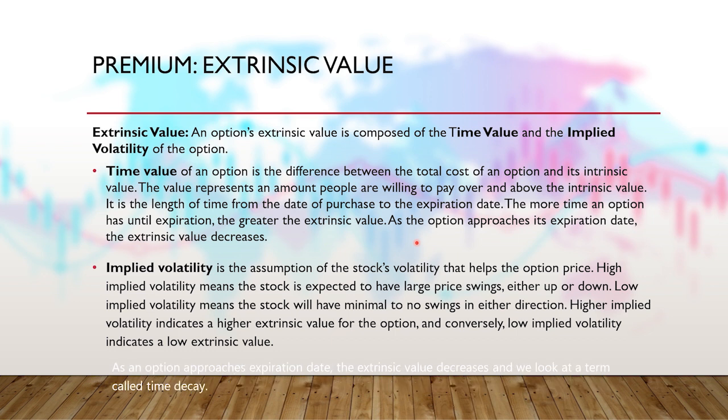Implied volatility is the assumption of the stock's volatility that helps set the option price. High implied volatility means the stock is expected to have large price swings, either up or down. Low implied volatility means the stock will have minimal to no swings in either direction. High implied volatility indicates a higher extrinsic value for the option, and conversely, low implied volatility indicates lower extrinsic value. So if low implied volatility means the price is pretty set and solid and not going to move a lot, then that value won't be built in, which means it'll actually be cheaper for you to purchase it.